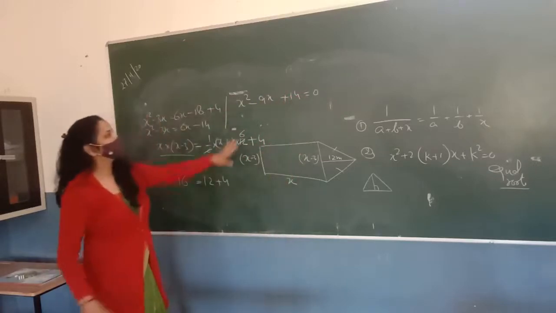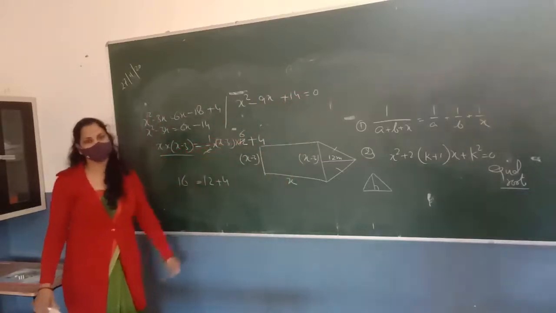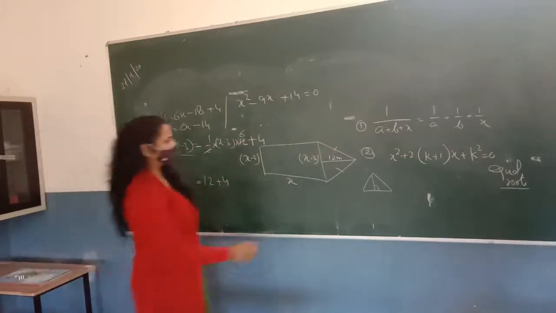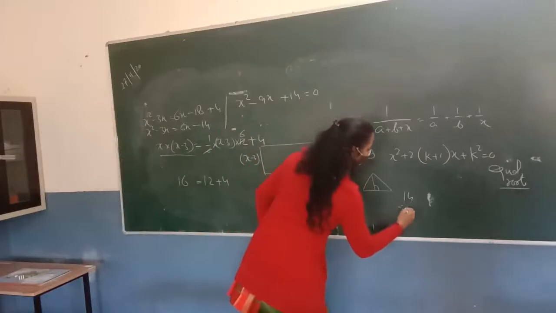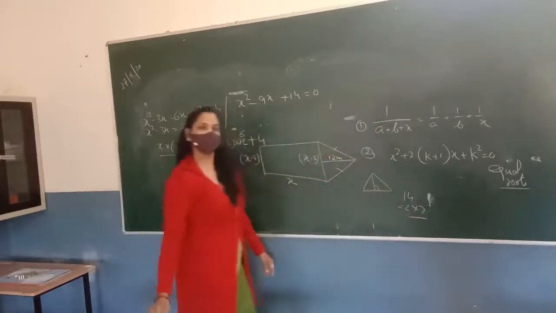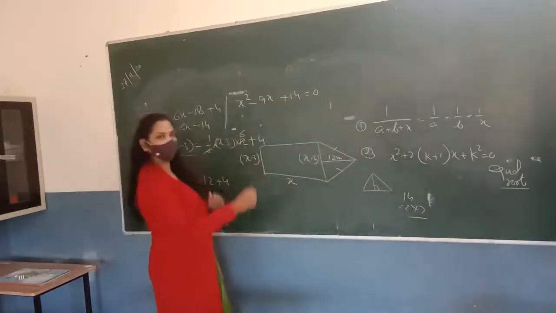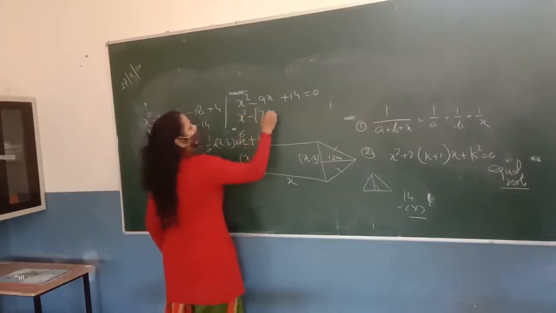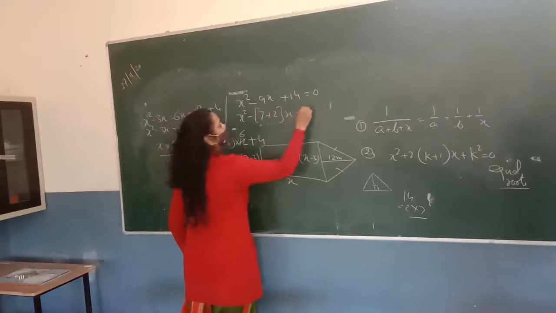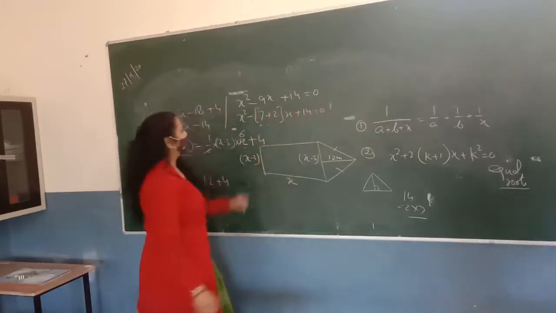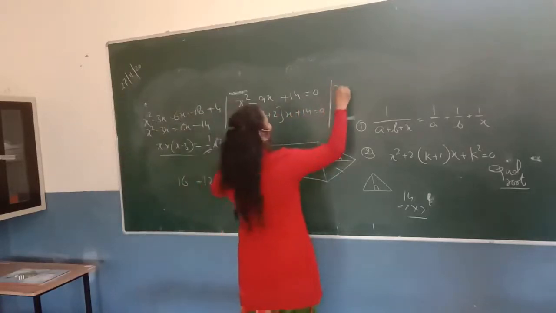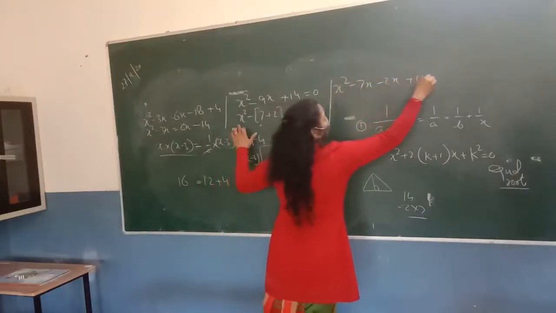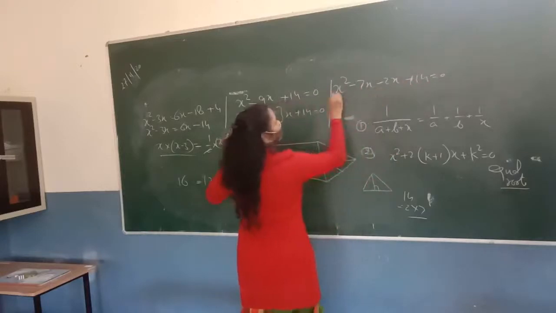Abhishek, factorize it. Ma'am, the factors of 14. These are the factors of 14: 2 and 7. Ma'am, 7 plus 2, 7 plus 2 is 9. So we can write in place of 9, 7 plus 2. Okay? And you can open this bracket. It will be x square minus 7x minus 2x plus 14 equal to 0.